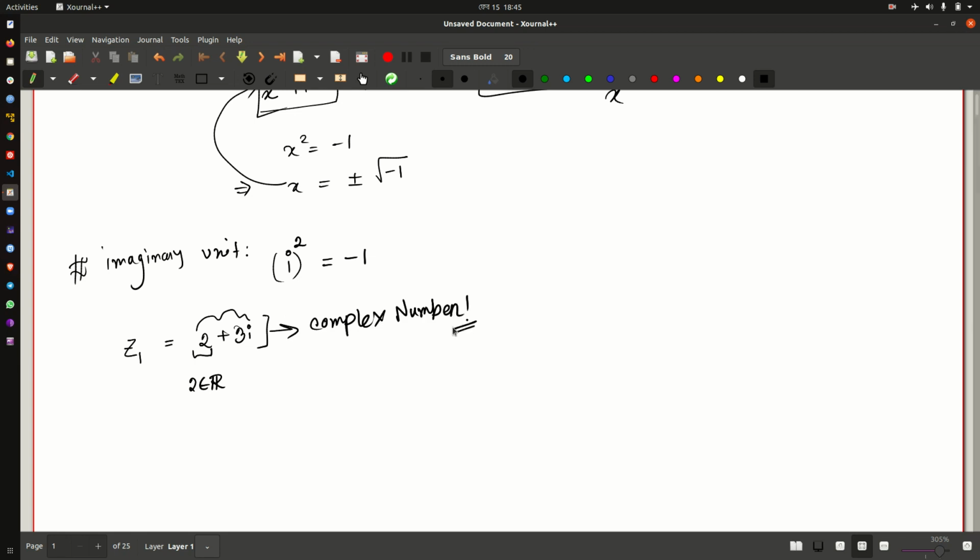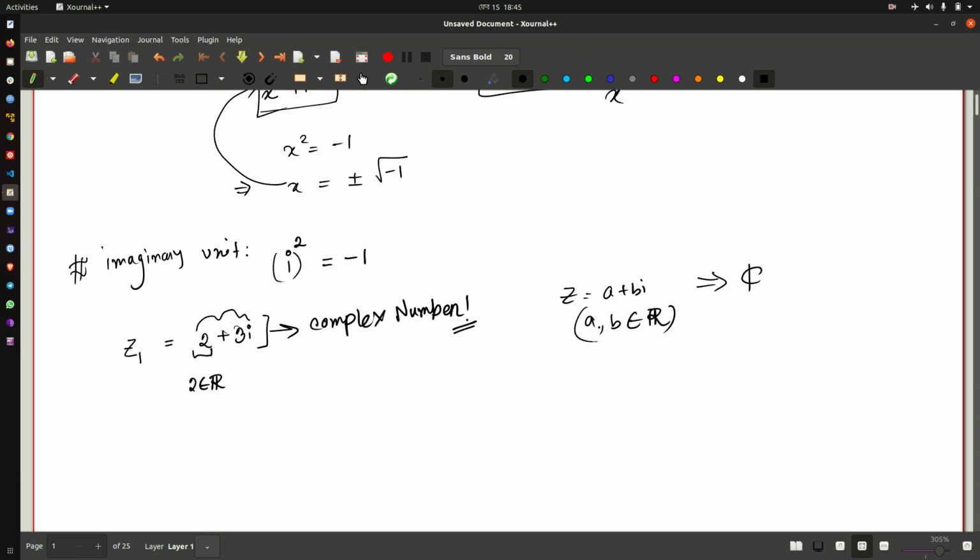And if you consider a set where you have numbers like this, where a and b both belong to the real numbers, then all the numbers that make up this set will be called the complex number set, defined as this. So this is how the complex number comes into play.